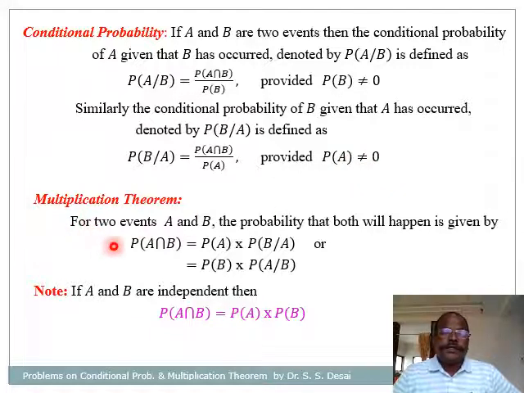So this is the multiplication theorem on probability. It gives the probability of intersection of events. Probability of A intersection B is equal to probability of A into probability of B given A, or probability of B into probability of A given B. And if A and B are independent, then probability of A intersection B is equal to probability of A into probability of B.